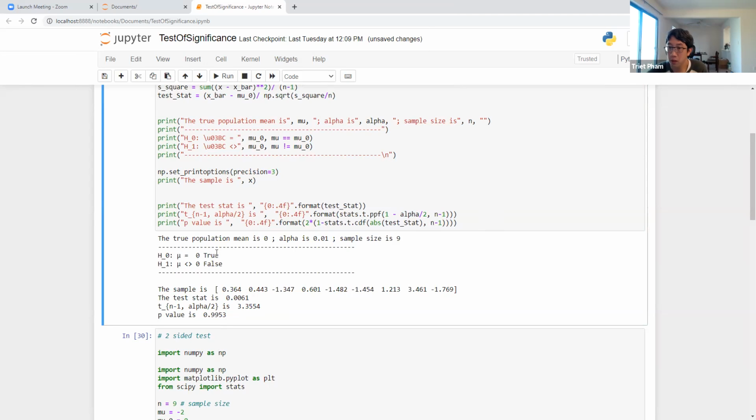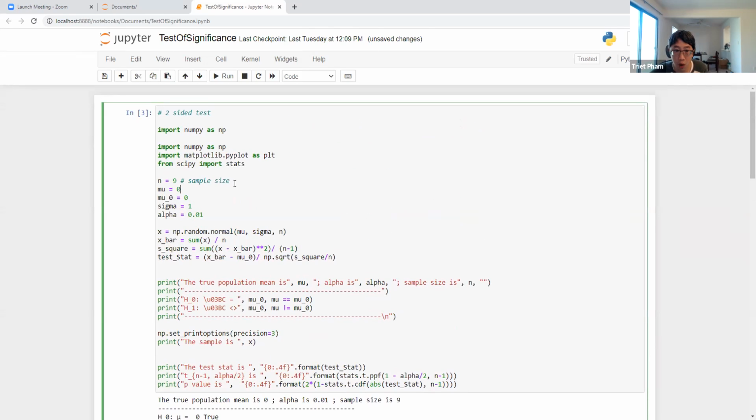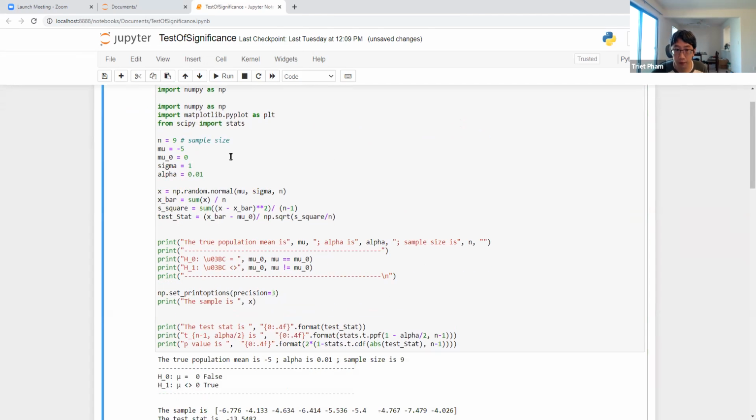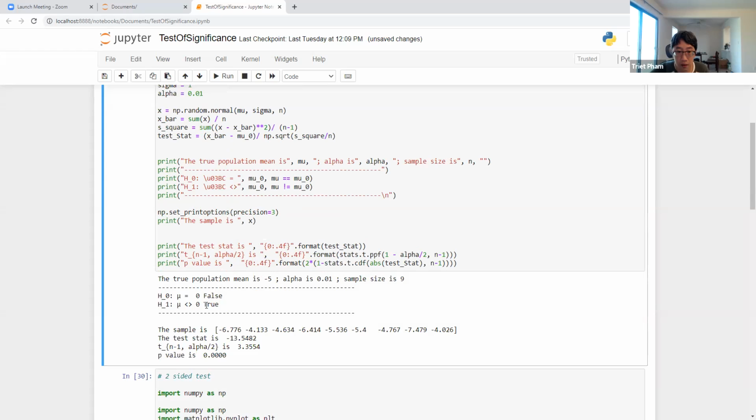You see, you do not get to control what the sample looks like. You don't get to control what mu is. So mu was 2, then mu is 0 now. I can make mu equal to 1, for example, or mu equal to -5 for whatever reason. But if mu is equal to -5, notice that my test stat is also very big, but in the negative direction.